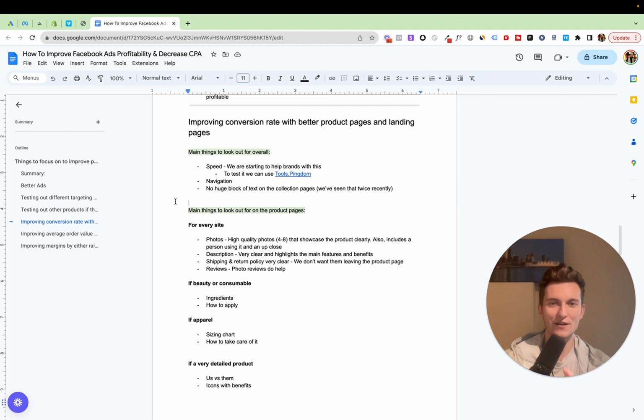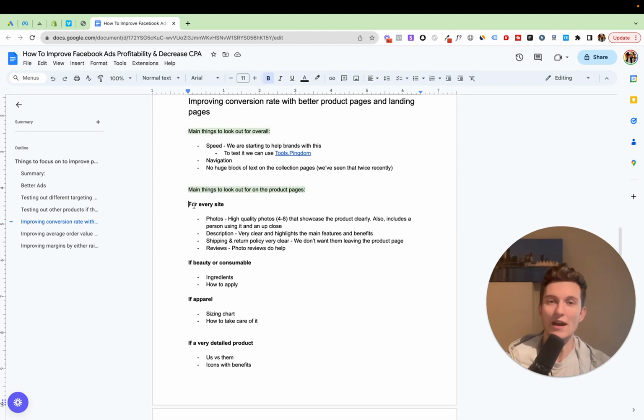Just make it very easy to navigate, very easy to shop. You do not want them looking around or having to figure out how to. So that's something to do. Now, product page, that's overall. In terms of product pages, that's literally where they're making the buying decision, so make sure this is perfect, to be honest.